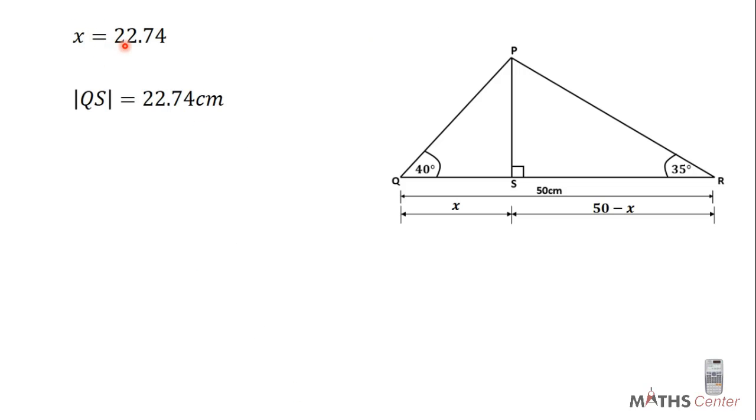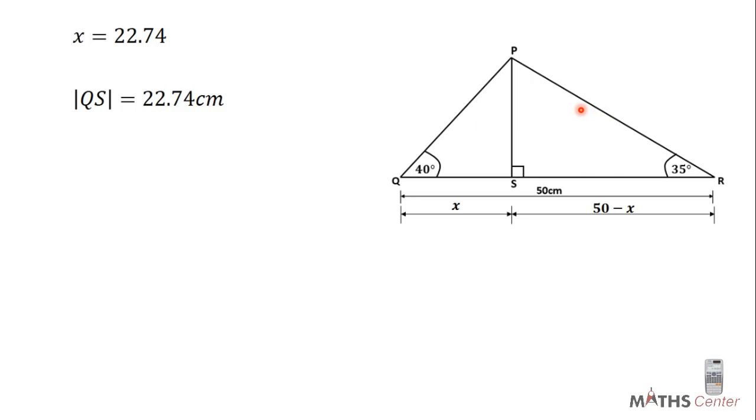So x is equal to 22.74. But from our diagram, x is QS. So we can say that QS is equal to 22.74. Don't forget the unit, centimeters. So we have been able to find x, but x is QS. That is what the question told us to find. So QS is equal to 22.74 centimeters.